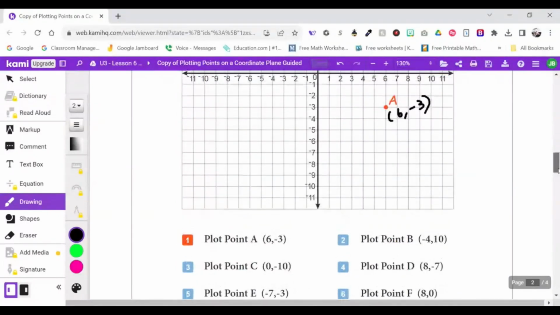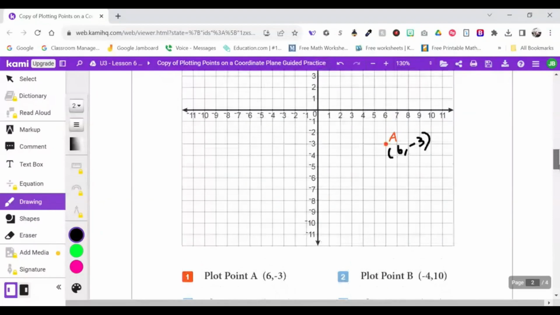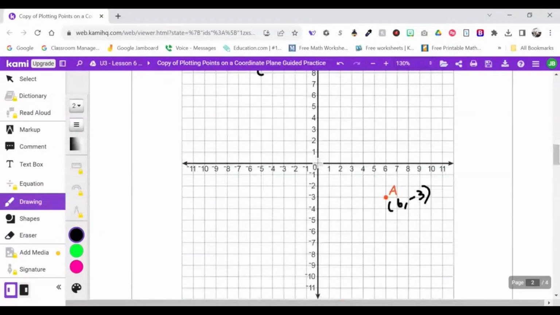Number 3, (0, -10). Means we go 0 in the x direction and then -10 in the y direction. So this is the point (0, -10). Okay, I think you get the idea. I do have another one that I want us to look at because it kind of goes one step further and sort of does an application of this.